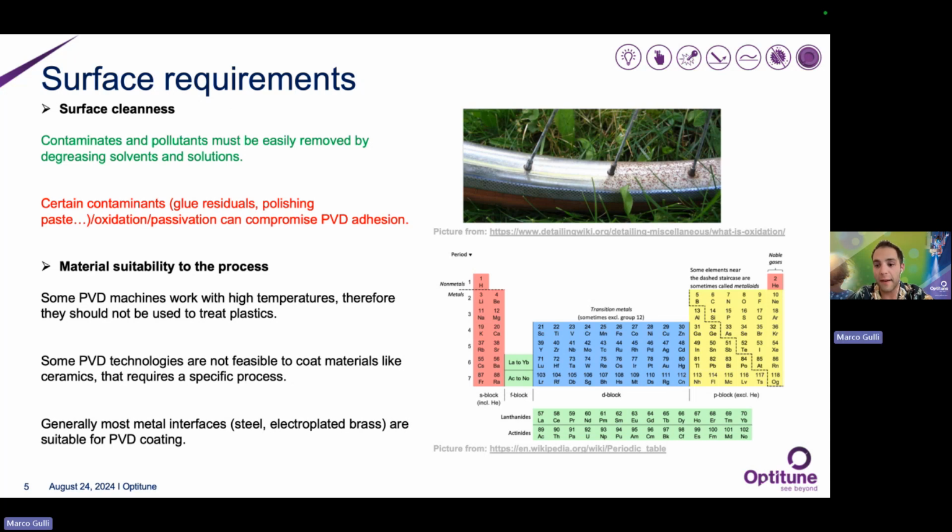And other kinds of materials like glass and ceramics can be coated as well with PVD. But of course, the PVD processes here should be properly tuned. And generally, most metal surfaces and interfaces are very good starting points to work with PVD.